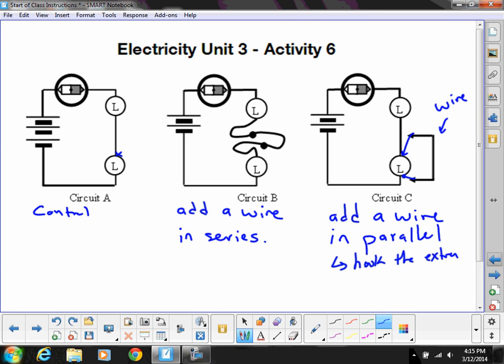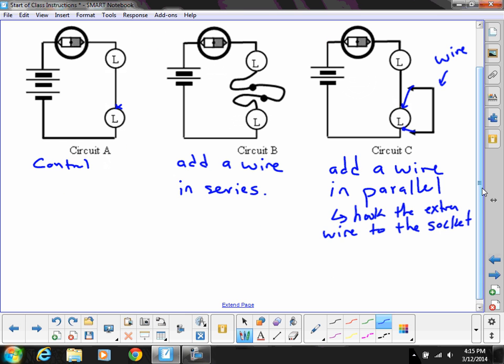Hook the extra wire to the socket terminals on one socket. Notice that it is the one that is furthest around into the circuit. Okay.